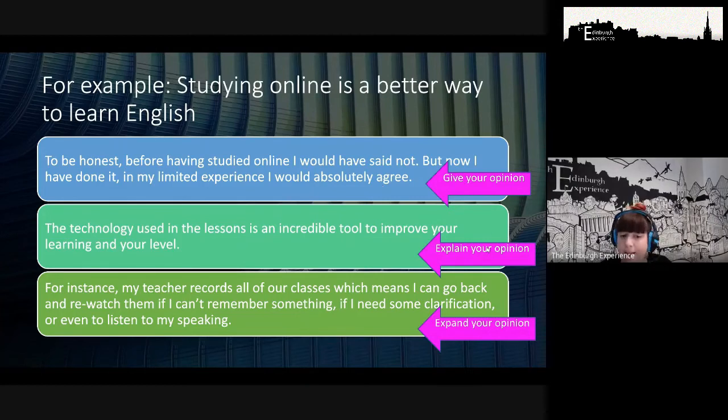So that's my opinion, but now I'm going to explain why it's my opinion. Okay. So the reason that I agree with this is that the technology used in the lessons is an incredible tool to improve your learning and your level. And now I'm going to expand on that and I'm going to illustrate it. To illustrate this one, I'm going to use an example, right? So I'm going to say, for instance, my teacher records all of our classes, which means I can go back and rewatch them if I can't remember something, if I need some clarification, or even to listen to my speaking.